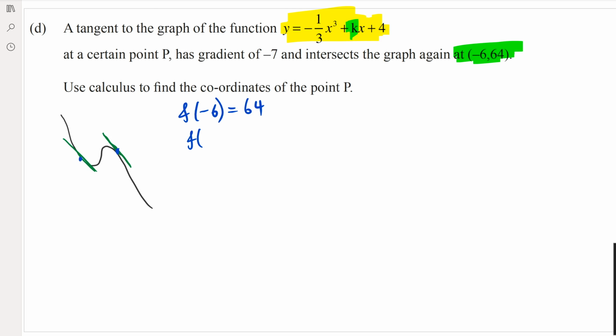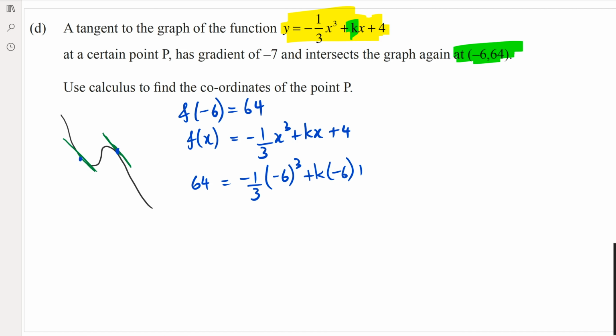We also know that f of x is the function that's highlighted in yellow. So we've got negative 1/3 x cubed plus kx plus 4. So substituting our values, we get 64 is equal to negative 1/3 times negative 6 to the power of 3, plus k times negative 6, plus 4.